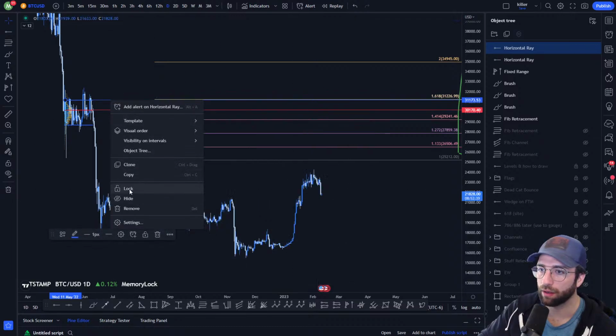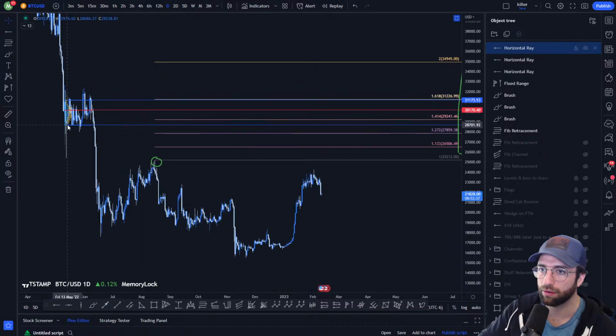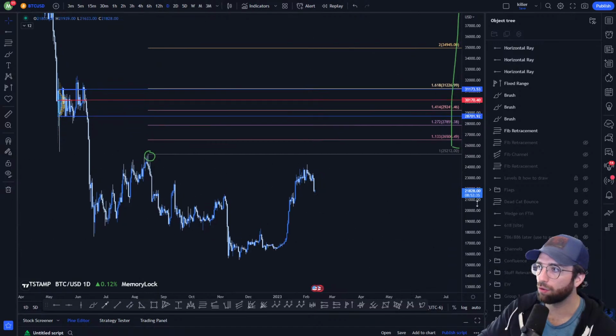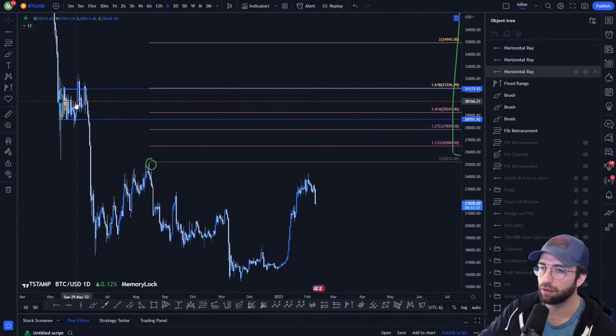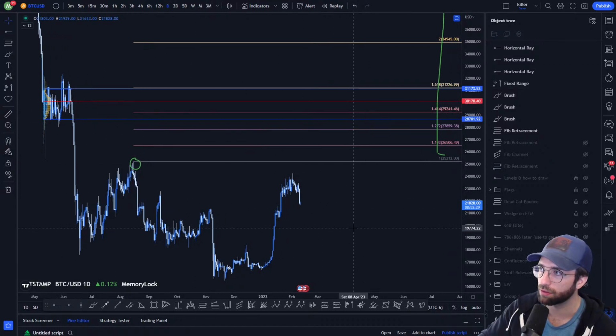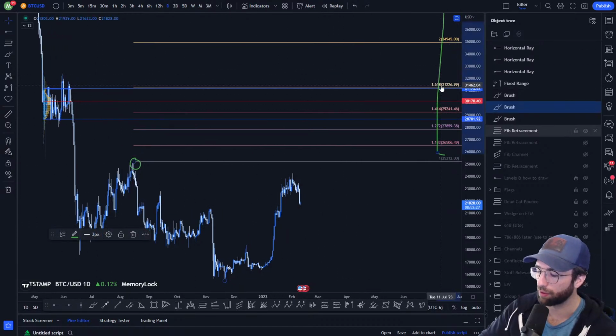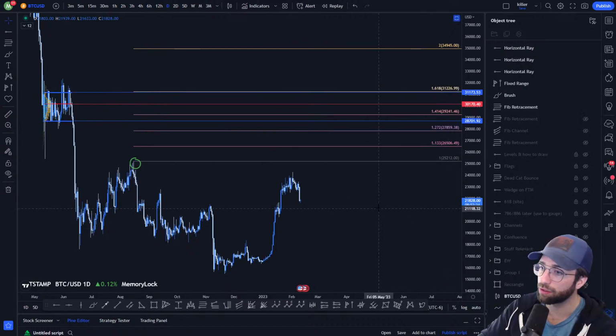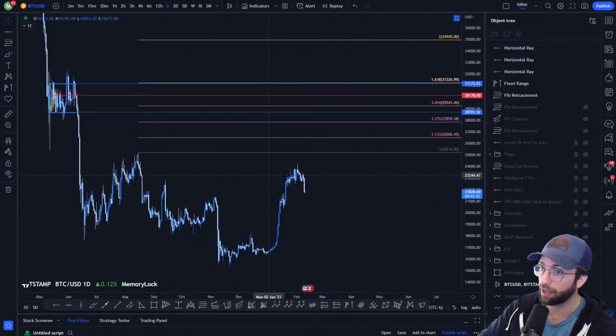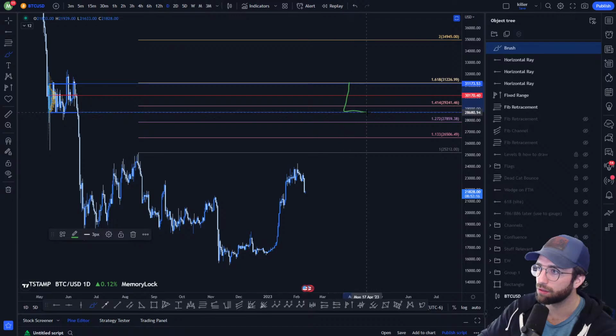And I'll go ahead and clone this and pull this down. Okay, cool. So we can see here, this is the value area of our previous range that we know will act as resistance. And I'll just go ahead and get rid of this. If we were to add confluence to it using this Fibonacci expansion, we could say that this zone here is our area of resistance.